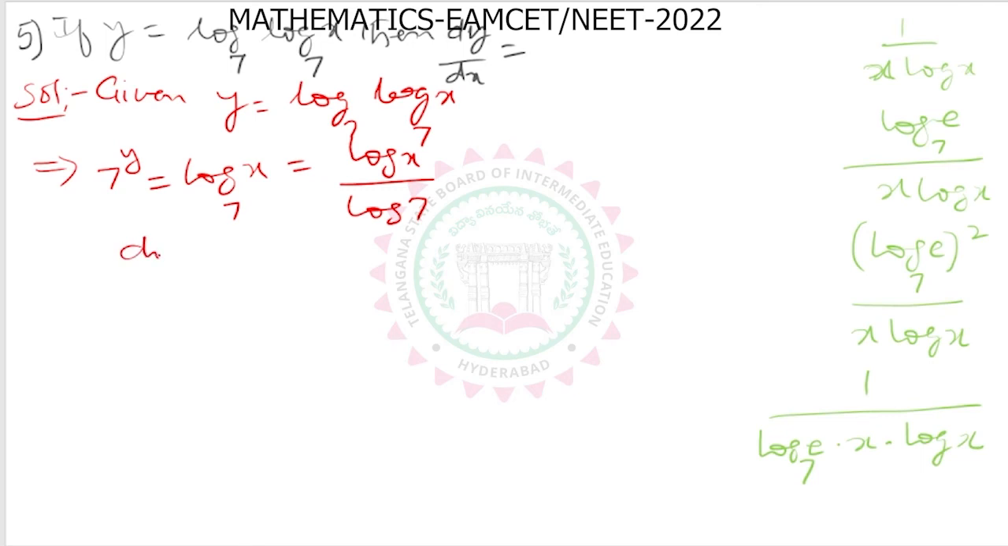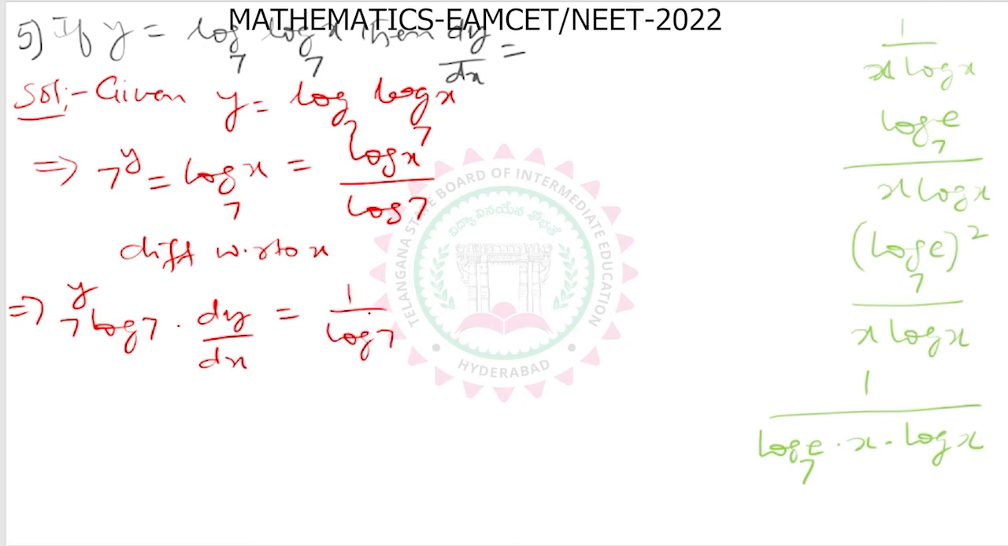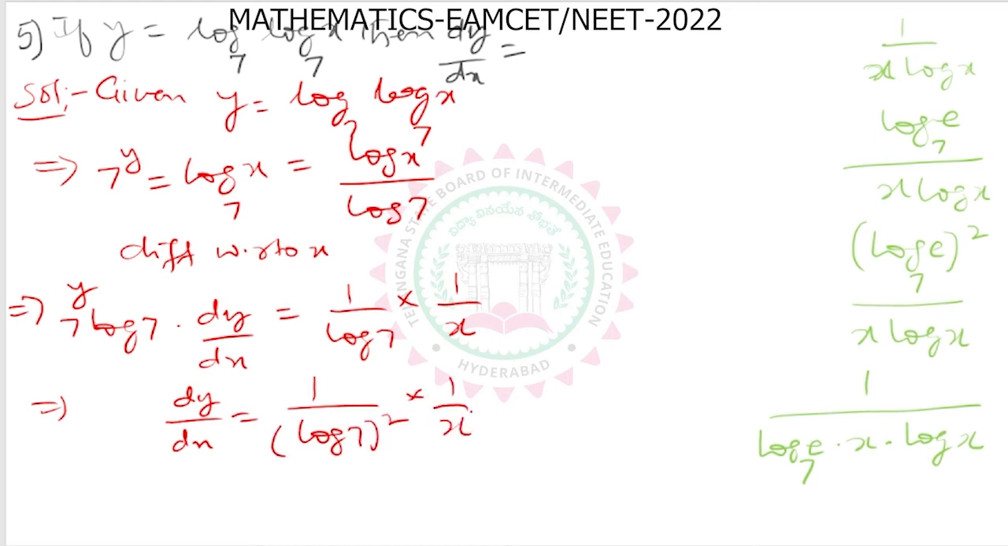Okay. Now, differentiating with respect to x, it is of the form a to the power of x, and the derivative of a to the power of x is a to the power of x into log a, that is 7 to the power of y into log 7 into dy by dx is equal to 1 by log 7 as it is into the derivative of log x, which is nothing but 1 by x, right? Now I am keeping dy by dx on the left hand side, transferring log 7 to the denominator. So this becomes log 7 into log 7, log 7 whole square, into this 1 by x will be as it is, into 1 by 7 to the power of y.